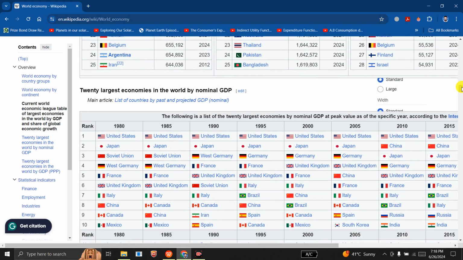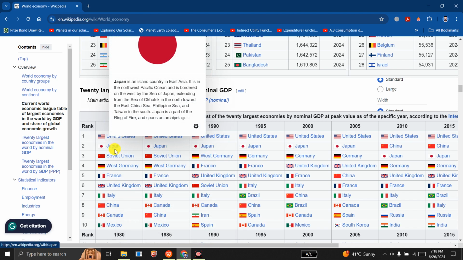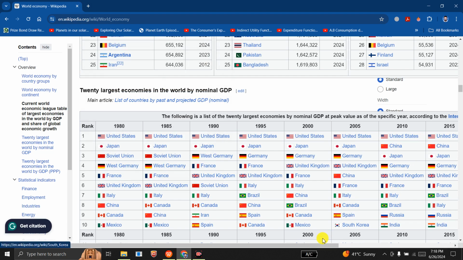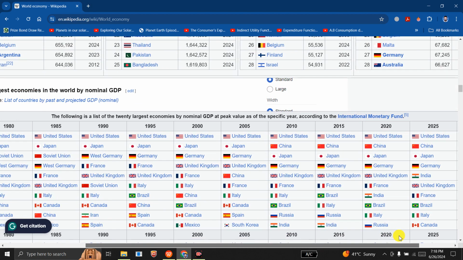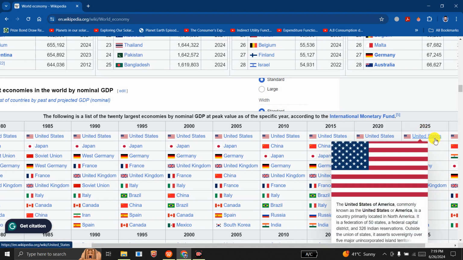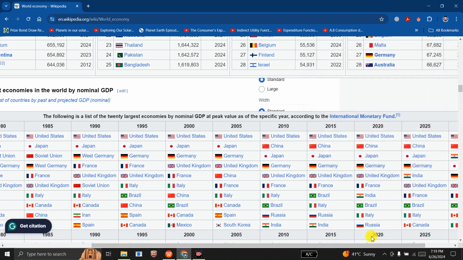Here we have the 20 largest economies in the world by nominal GDP. So for 1980, USA was the largest economy, Japan ranked second, Soviet Union and Germany ranked third and fourth, and so on. In the year 2015, again United States was on top, and for year 2025 it is expected that USA will be the biggest economy, followed by China, Japan, Germany, India, and so on.